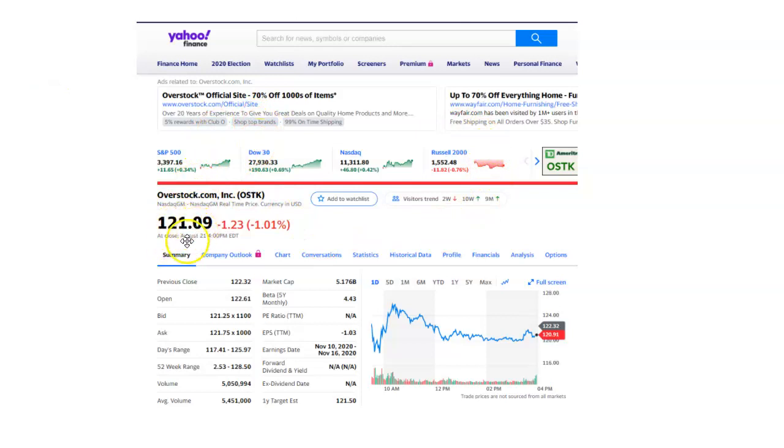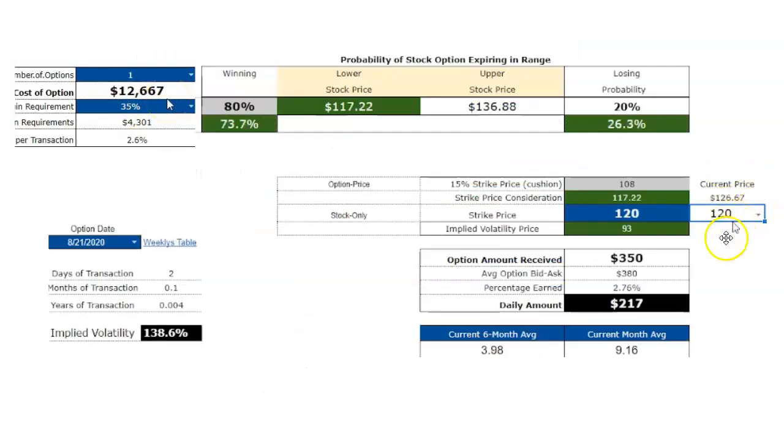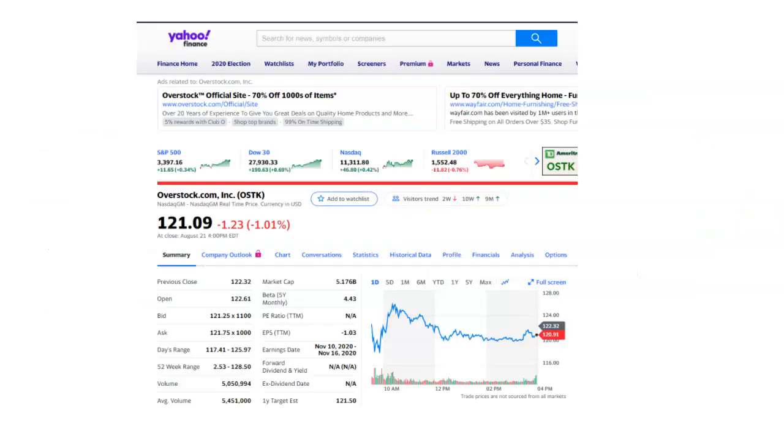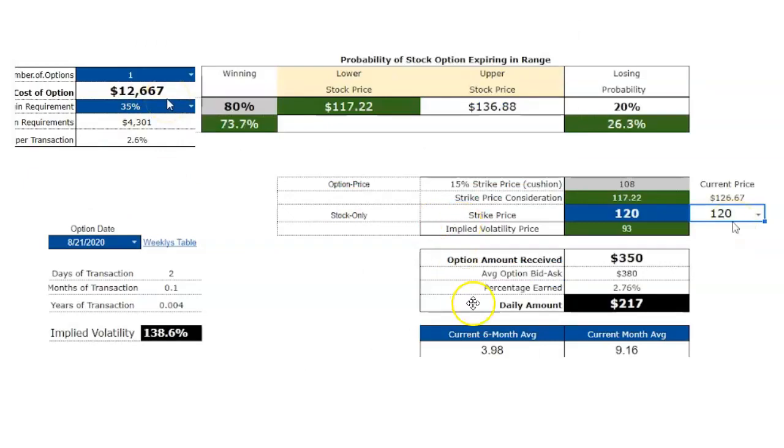Okay, now let's go back and see what the stock ended up. On Friday, after it closed, the stock ended up at $121.09. So because it was above our strike price, above our contract, we automatically kept the money, the premium that was part of the contract. And because again the price was over 120, at the end of Friday when the market closed, the contract expired and everything went back to normal.